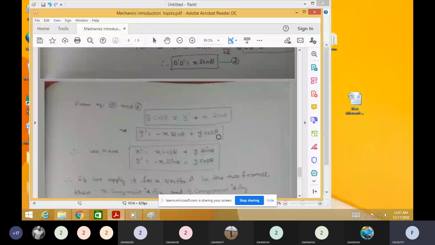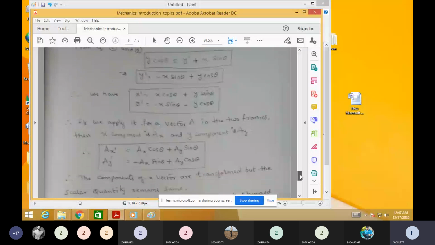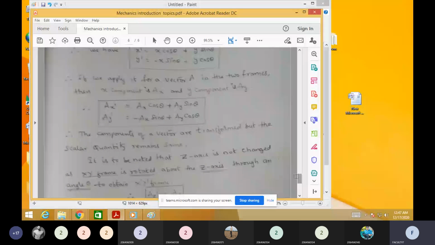So these things we had seen in the earlier classes. Now here, the point is to obtain the x dash component of A, and the y dash component of A. So we had converted this equation into this. So what is the change here?